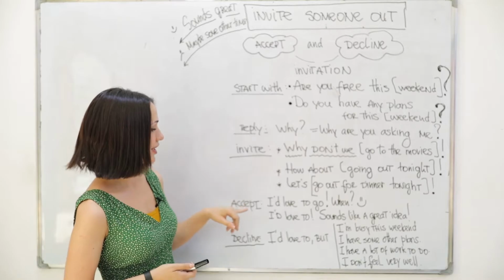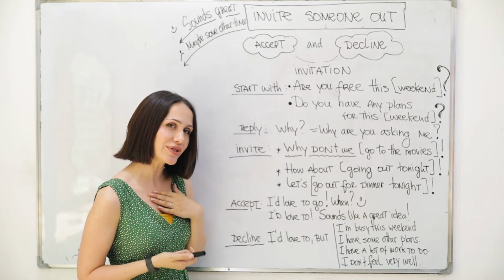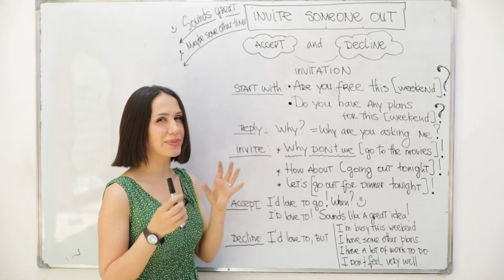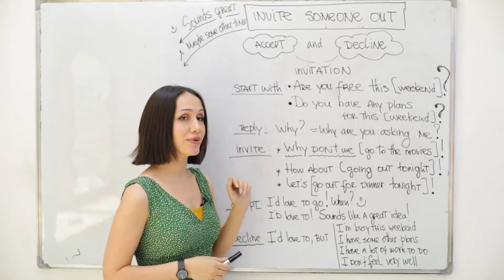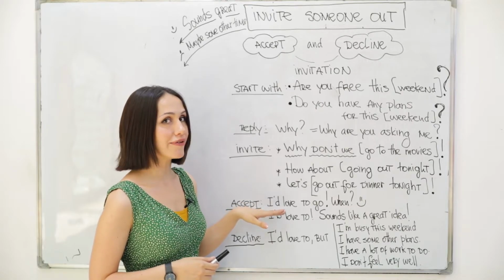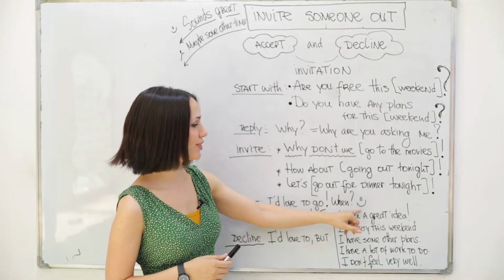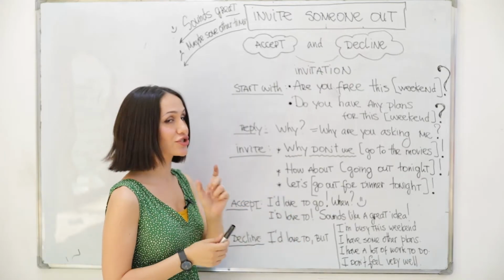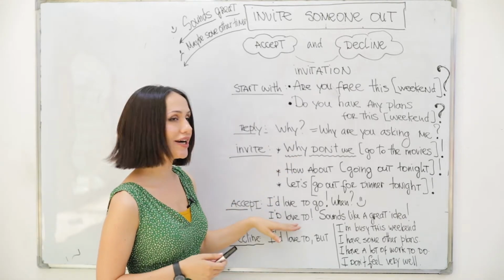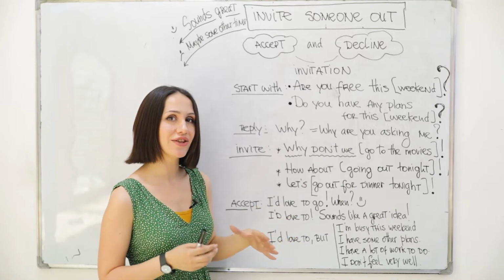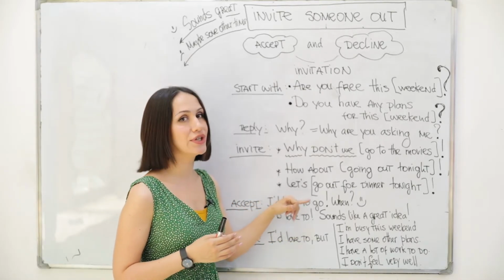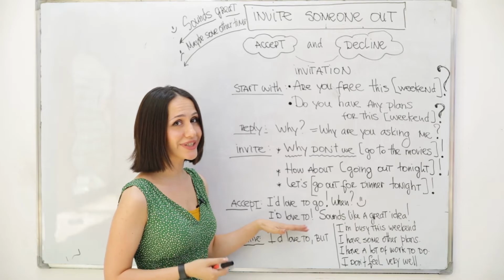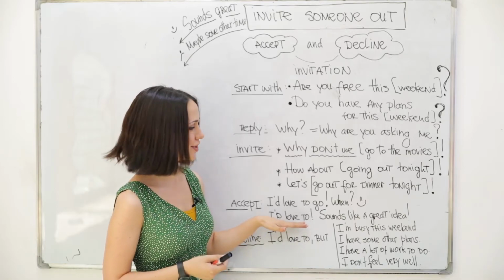The next part, when you accept the invitation. How do we accept the invitation in a good way? I'd love to go. So let's make a small conversation model. Why don't we go to the movies? I'd love to go. When? It's a very nice reply when you really want to go there. Or you can also say a short way. Why don't we go somewhere? I'd love to. We don't have to say the full sentence. You can use a shorter one. I'd love to. It's simple, easy, and it sounds more American.